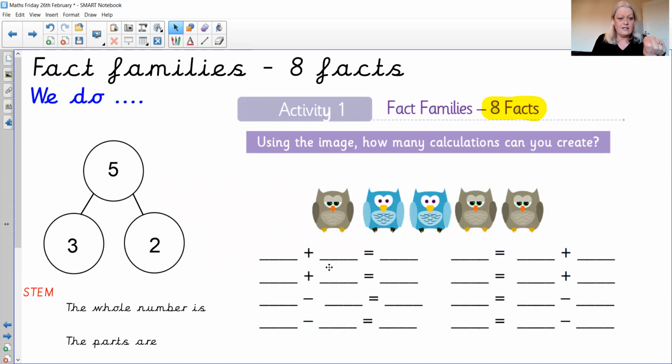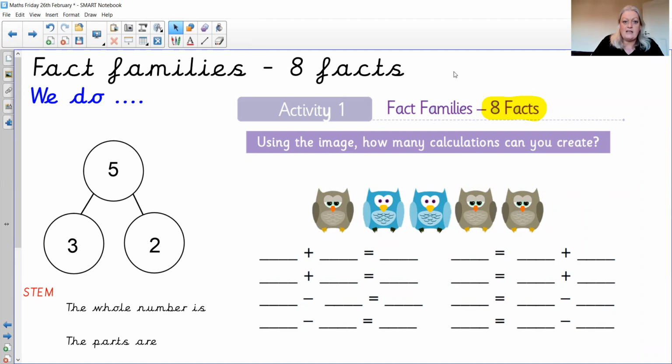That's one of my parts. And my other part is how many blue owls? 2. So my whole number is 5, and my parts are 3 and 2. So down here, you can pause the video to do this activity. Down here, you're going to find 8 different ways, if you can, that would be brilliant, of using your numbers here, the whole number 5 and the parts 3 and 2.